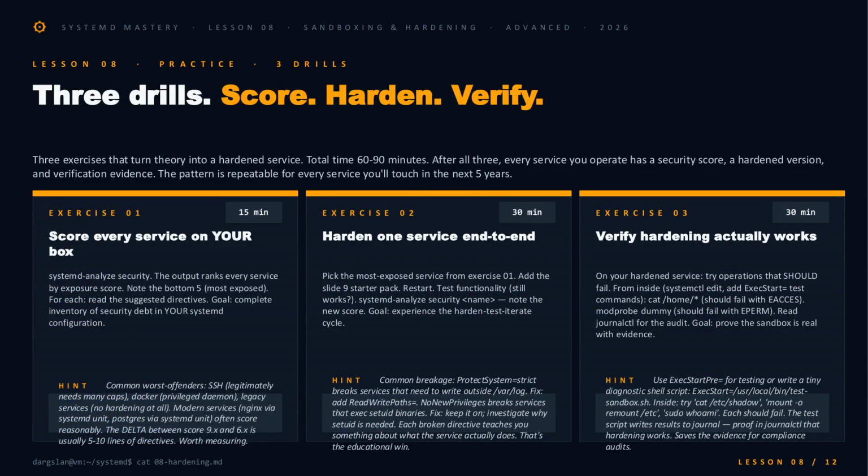Reading about it isn't enough. You need the muscle memory, so here are 3 drills, 60 to 90 minutes total. First, run systemd-analyze security and rank every unit on your box. That's your inventory of security debt. Second, pick the worst offender, paste in the starter pack, restart, and watch the score drop. That's the harden-test-iterate loop you'll repeat for years. Third, prove it works. Try to read /etc/shadow from inside the sandbox, watch it fail, and save the journal entry as evidence. Score, harden, verify. That's the pattern.